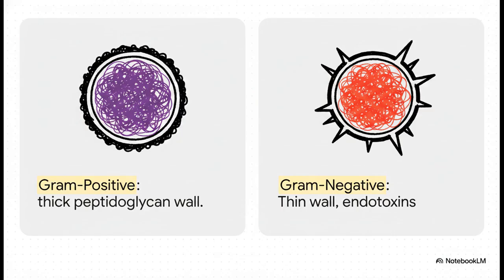Whenever you see gram-positive, I want you to think of the letter P. Positive equals purple, equals a pretty thick peptidoglycan wall. It's a really robust, thick structure. On the flip side, gram-negative stains pink or red. Now, these have a thin wall, but watch out, because they carry this nasty outer lipopolysaccharide membrane. When those bacteria die, they release endotoxins, which can trigger fever and even septic shock. So just remember your P's, and you'll always keep them straight.